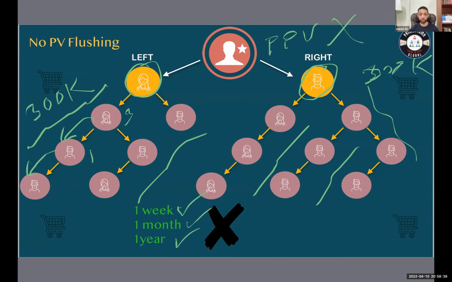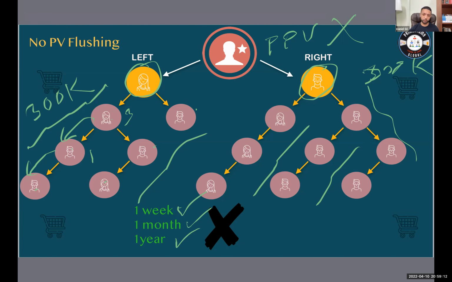It doesn't matter in ATOMY. So you might have, let's say 1, 2, 3, 4, 5, 6 people, and those 6 people buy products, and within 1 week you reach 3 lakhs points on your left. Or let's say it took 1 month for you to reach 3 lakhs points on your left. Till you reach 3 lakhs, the PVs don't get flushed out. They don't expire.